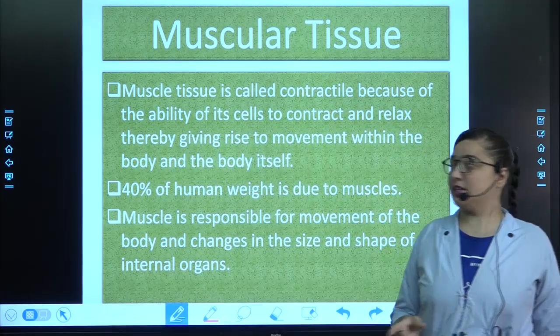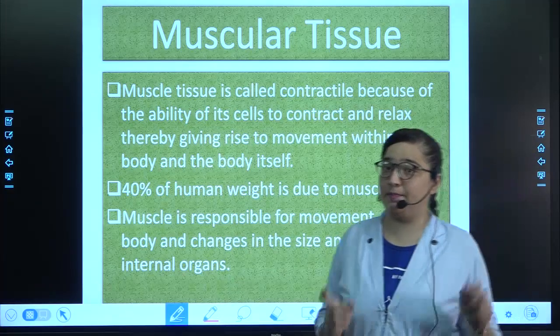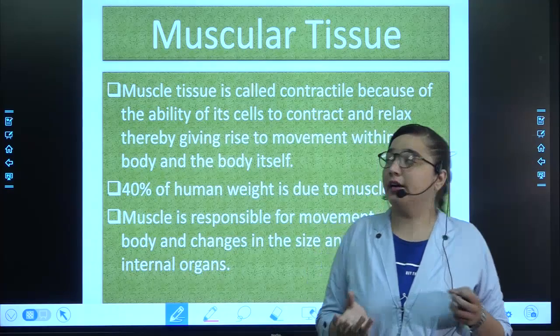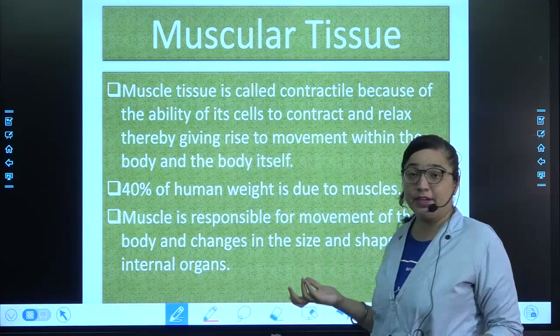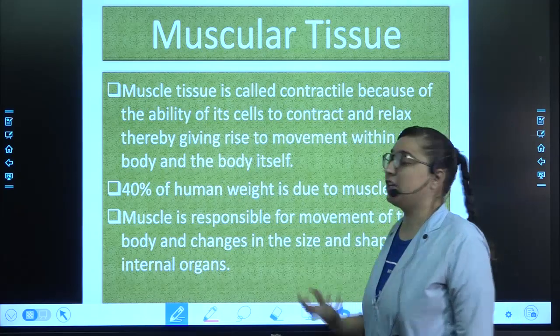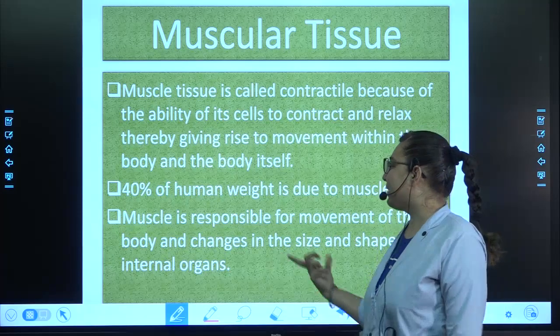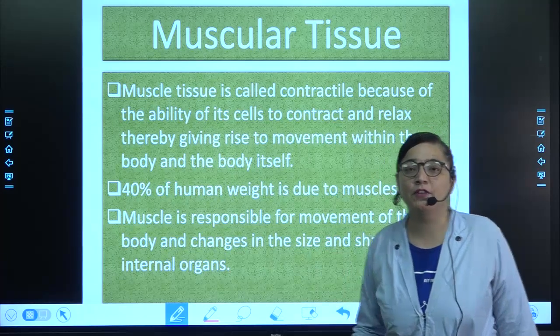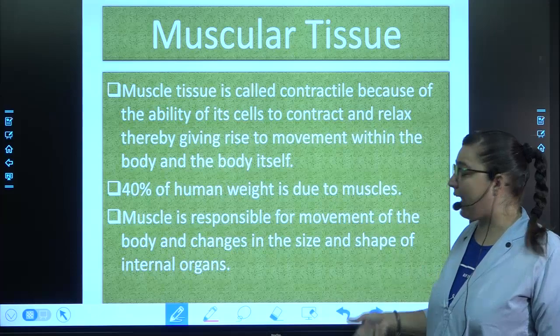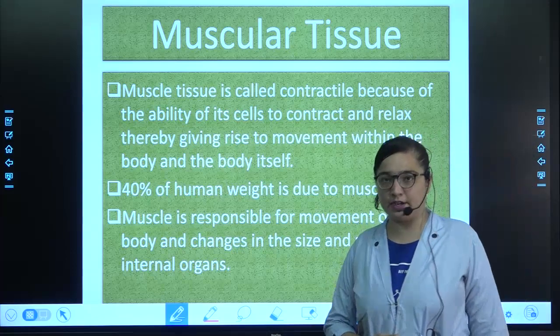Once again, what is another name for it? Contractile tissue. Why? Because it helps all the muscles in their movement, that is, its ability to relax and contract is why we are able to move. 40% of human weight, why? It is because of the muscular tissue. Muscles are responsible for the movement of the body and whatever changes occur, even in the internal organs.